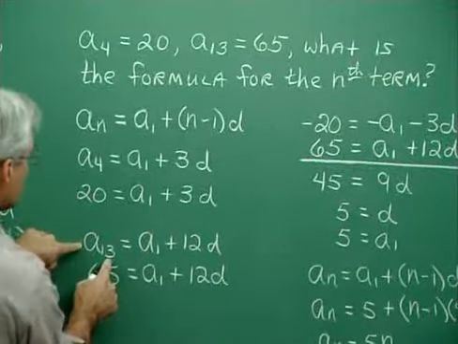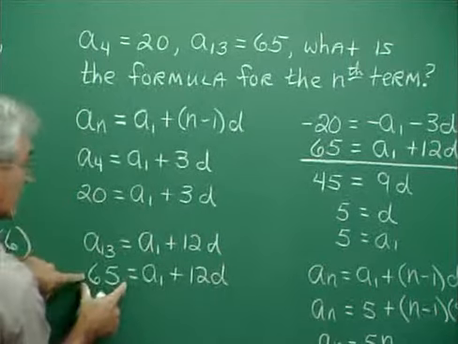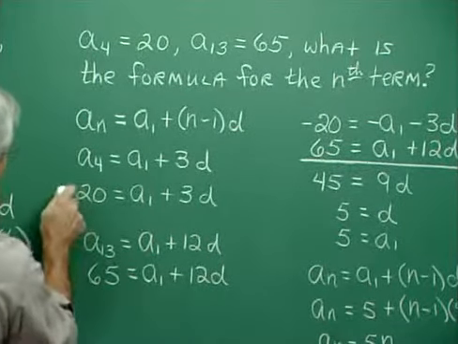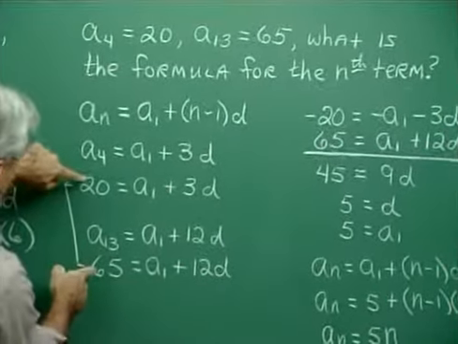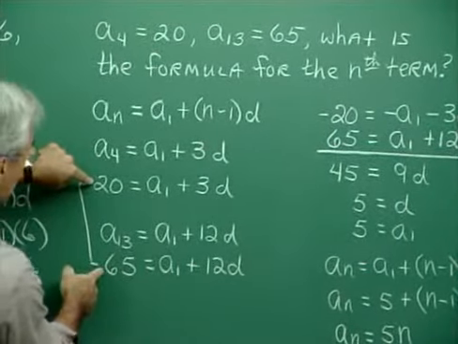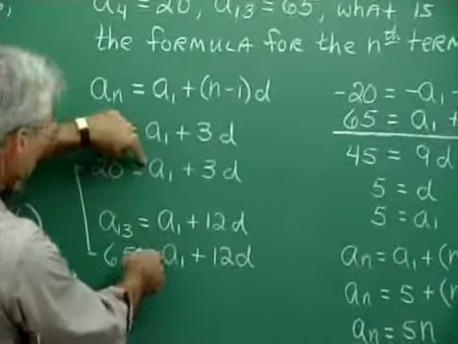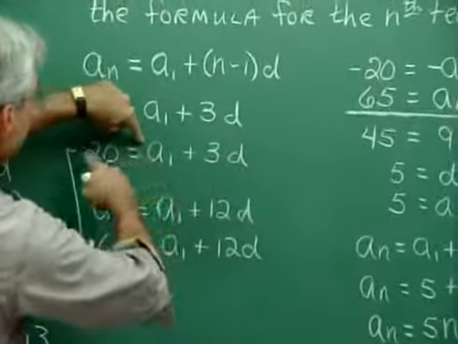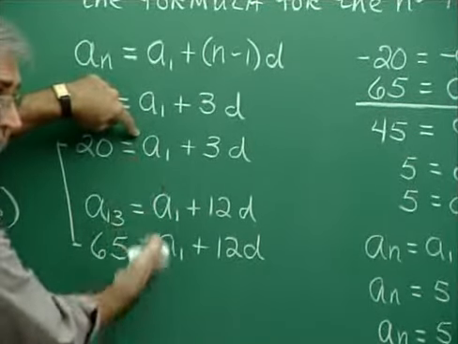So a sub 13 is the first item plus 12 differences, but a sub 13 is 65. Now, notice that we have 2 equations in 2 unknowns, and we can solve this as a system of equations. I'm noticing here that the coefficients on a sub 1 are alike, so I'm going to multiply through in equation 1 by negative 1, and then I'll add to eliminate the a sub 1s.